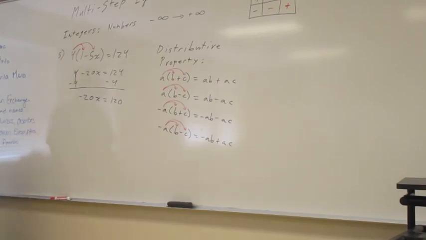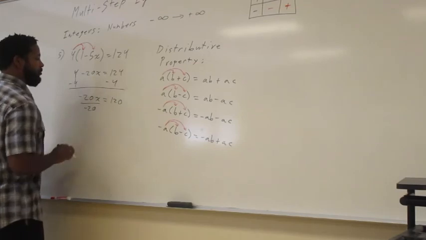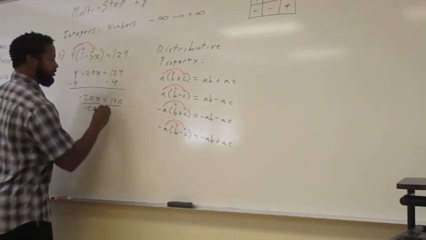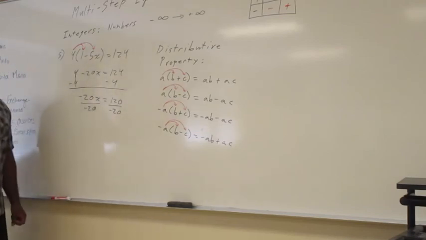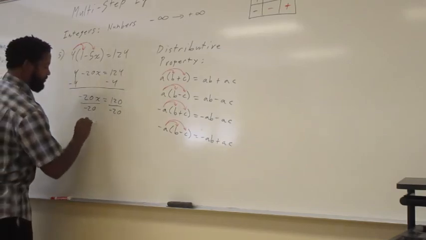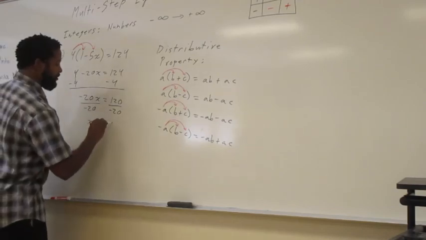You divide by the 20. What kind of 20 is that? Negative 20. Good job. What we do on one side, we do on the other. There we go. Miss Nevaeh, what's our answer? What's x equal to? Negative 6. There you go. Good job. X is equal to negative 6.